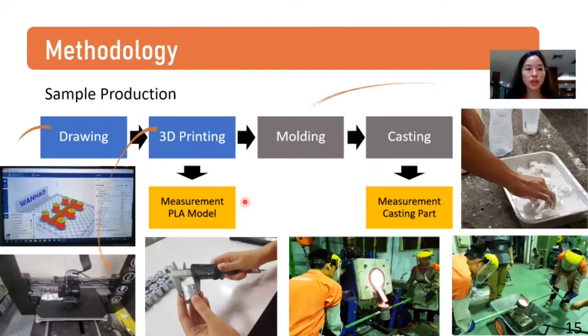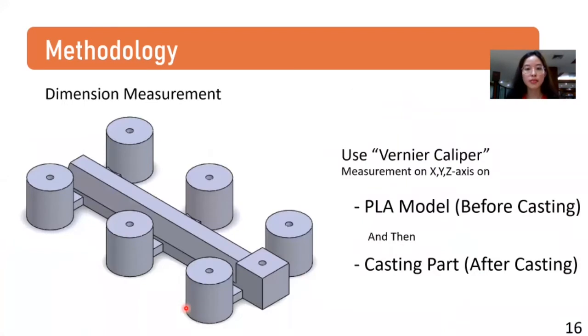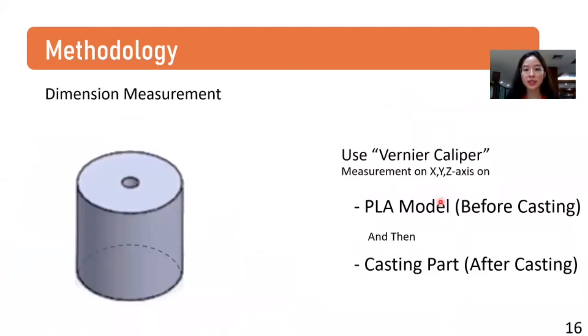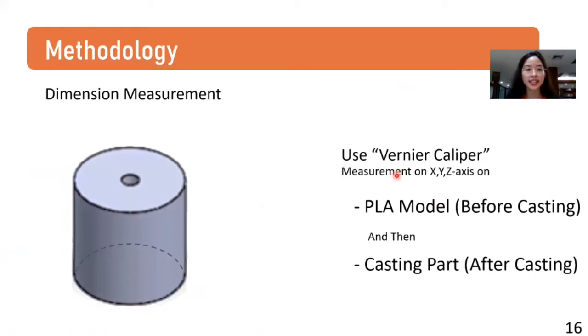This slide shows the aluminum sample production process. First, use SolidWorks, the 3D modeling program, to draw and resize, then print it and make the mold. Finally, make a casting and finish it. For dimension measurement, we use a vernier caliper to measure on the X, Y, and Z axis of the sample. The X, Y, and Z axis is shown in the animation, and we measure the sample in 2 steps. First, measure the PLA model before casting, and then measure the casting part after casting.